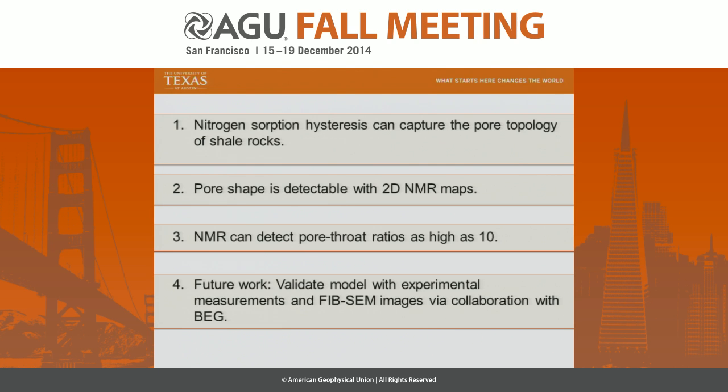In conclusion, natural sorption hysteresis can capture the pore topology in shale rocks if it has enough sensitivity and enough flexibility. Pore shape is detectable with 2D NMR maps. This can be a really interesting result in trying to infer the pore shape and simulating, say, two-phase imbibition properties. NMR can detect pore-throat ratios as high as 10. That was something that we found. Right now, we're trying to validate our models. We're going to calibrate these network models with sorption hysteresis measurements and compare the network topology quantitatively with FIB-SEM images.